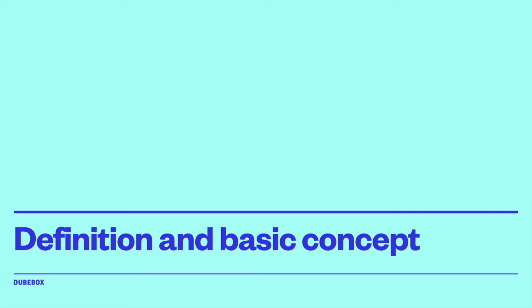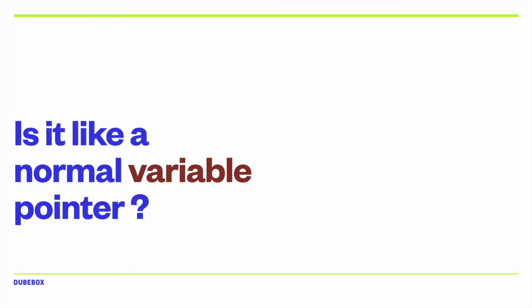Let's see the first topic, definition and basic concept of function pointer. Is it like a normal variable pointer or is it different? A variable pointer points to the base address of the memory location of the assigned variable. To understand this concept, we'll see the memory layout first.